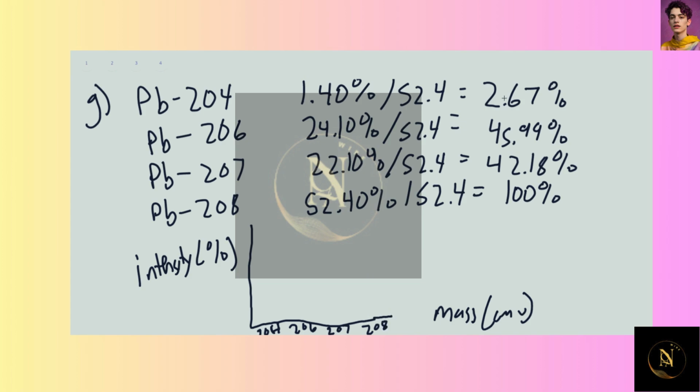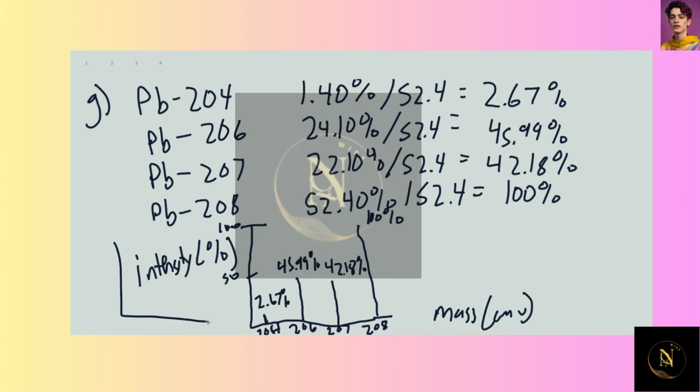And now we just fill in the intensities. So we have 100 up here and 50 here. 204 is a really small peak. 206 is just under 50. 207 is just under 206. And 208 is 100%. So we have 100% here. Here we have 42.18%. Here we have 45.99%. And here we have 2.67%. So this is our sketch for the mass spectrum of lead.